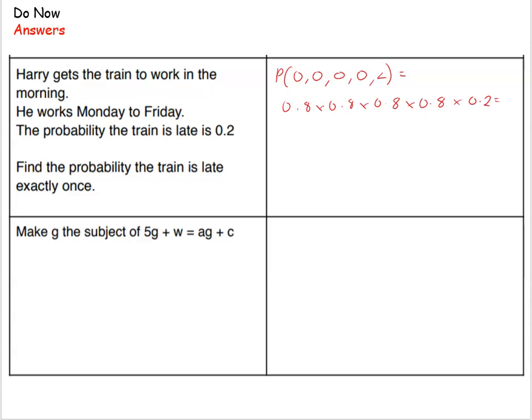Okay, so I'm just going to enter that in my calculator. So that gives me an answer of 0.08192.